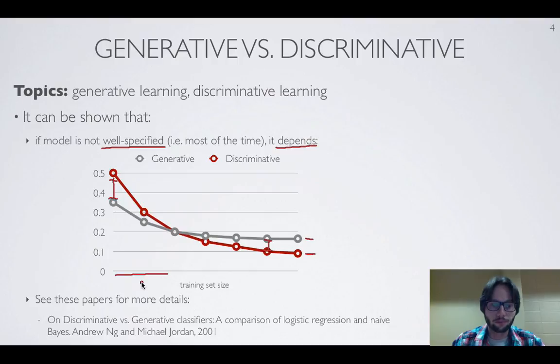For more theoretical details on this, I invite you to consult this paper on discriminative versus generative classifiers. This is a paper by Andrew Ng and Michael Jordan, 2001.